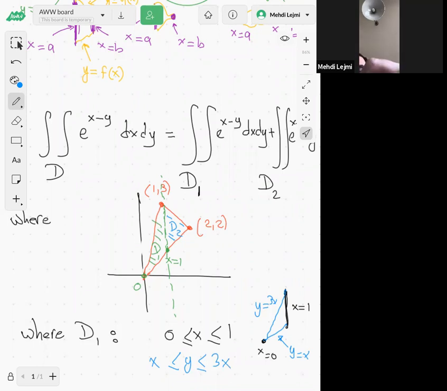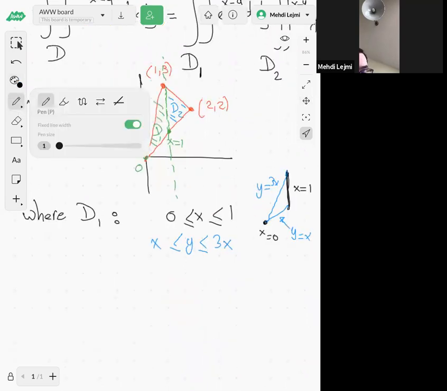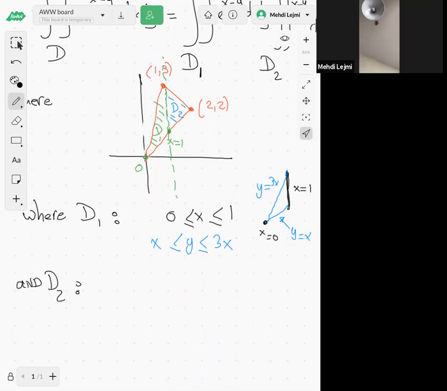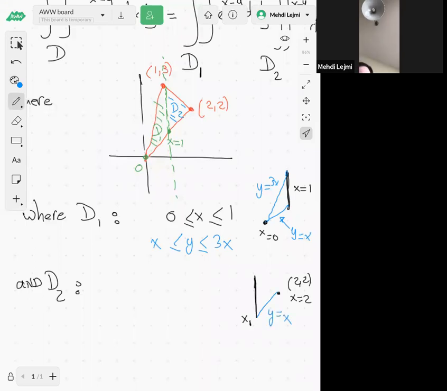And then the D2. We have this line x equal to 1, and it goes to this point (2, 2), right? So x here is equal to 2. And you are connecting the segment to the point using these two functions. There's one here on the bottom, still y equals x, but the one in the top is y equals minus x plus 4.